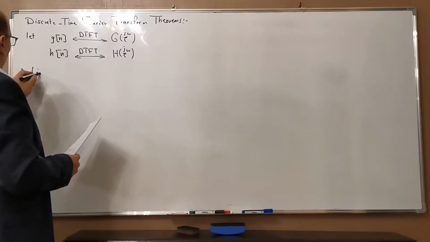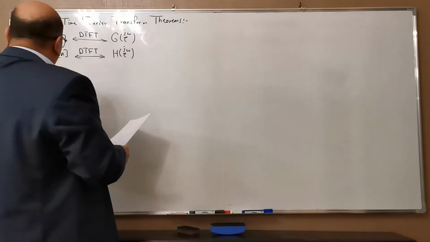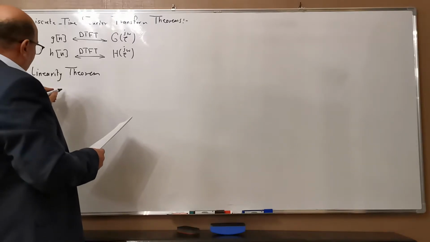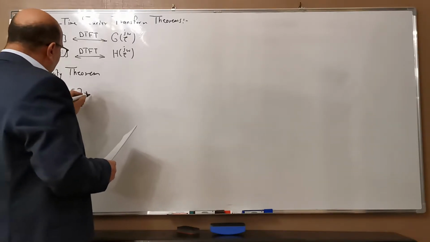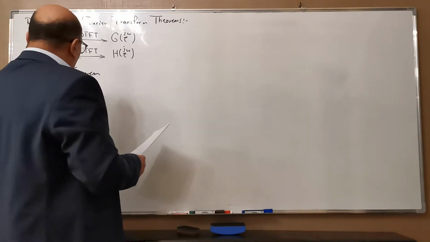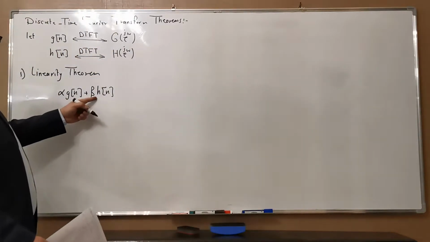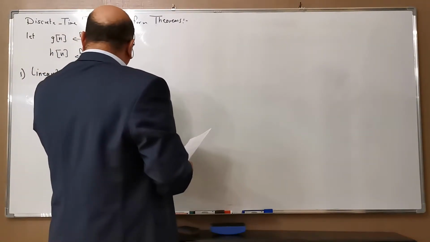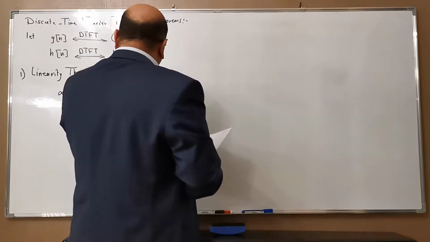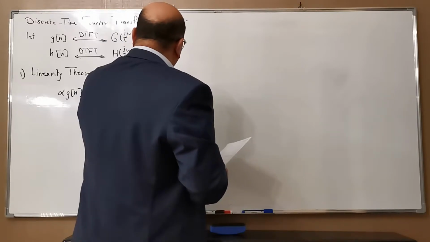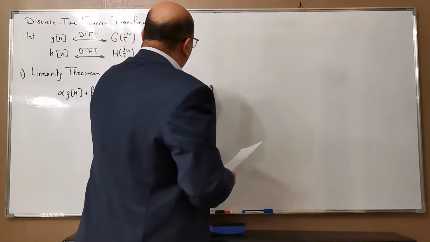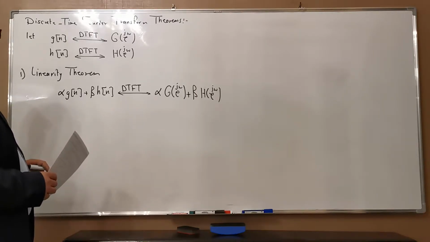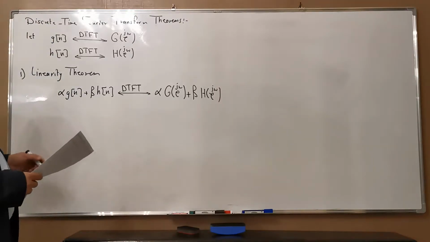The first one is the linearity theorem. Linearity says that if you have a combination of α g of n plus β h of n, a linear combination of the two sequences, then because of the linearity of the DTFT, this is the same as α G of e^{jω} plus β H of e^{jω}. This is because of linearity and because of the definition of the discrete time Fourier transform. This is very simple and straightforward.